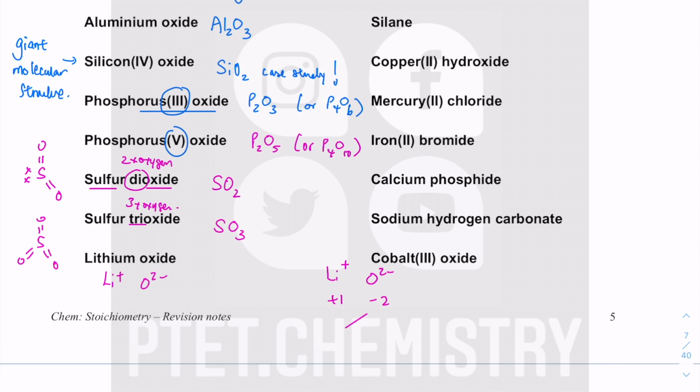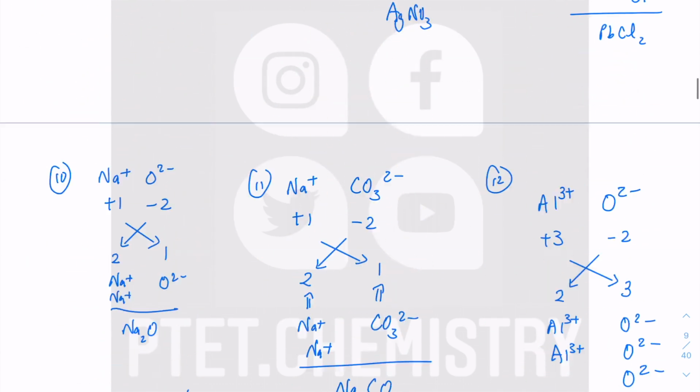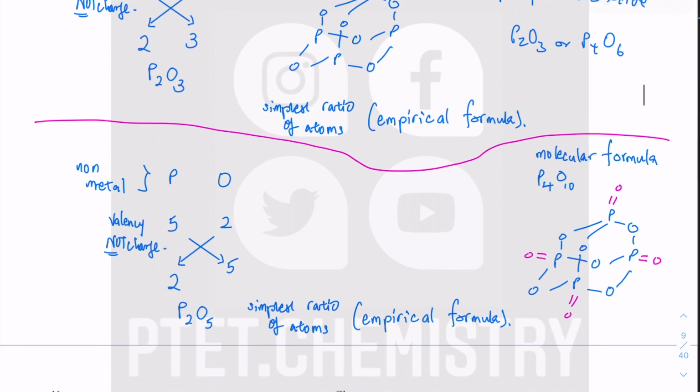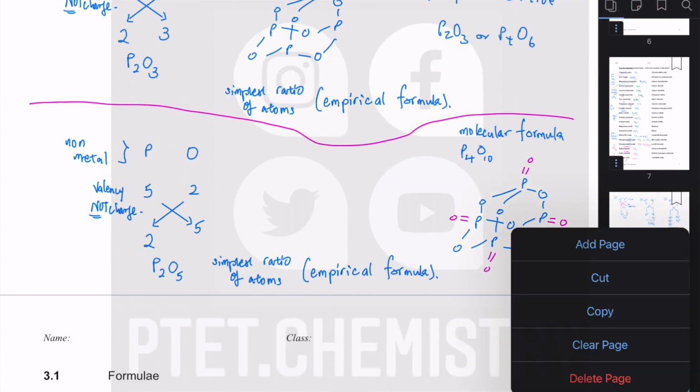We cross multiply the value of the charges. This is a plus 1, so the value of the charge is 1. The value of the charge here is 2. So it's 2. What that number means is how many of these you have. So you have 2 Li plus, Li plus and Li plus, and you have 1 of O2 minus, so that would be Li2O, just like that. Okay, so let me just cut that and put it together with the bunch of formulas which we have here. Probably need an extra page there.